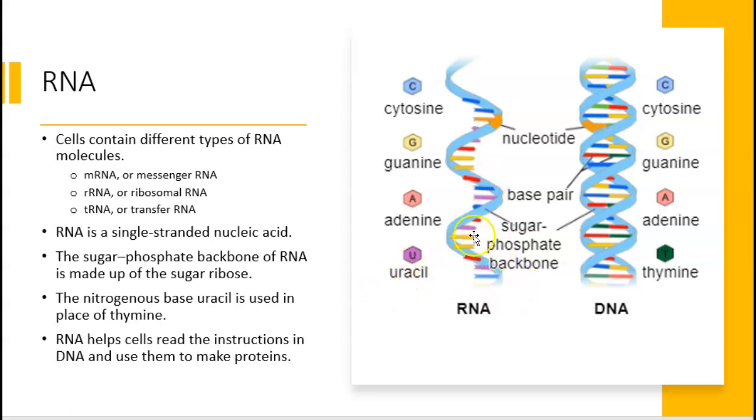RNA is our helper. It's going to help take the code from the DNA. The DNA stays in the nucleus. It can't go out into the rest of the cell, the cytoplasm of the cell, but the RNA can. So the RNA, right, that's the messenger RNA. And then the other RNAs also help with making those proteins.